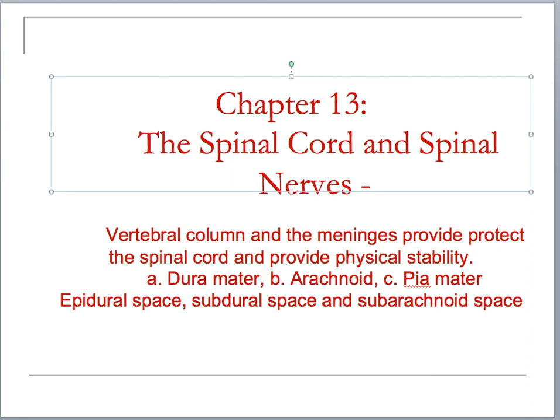In Chapter 13, we're going to cover the spinal cord and the spinal nerves. We're going to start off by reminding you that the spinal cord and the spinal nerves are covered by meninges. Those meninges are made up of three different parts, and remember, they're assembled in a specific way. We'll go over that in a couple of minutes. The three parts are, of course, dura mater, arachnoid mater, and pia mater.